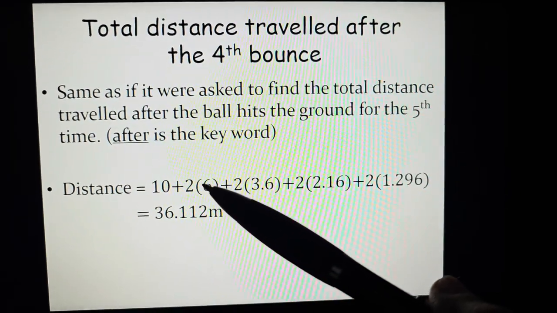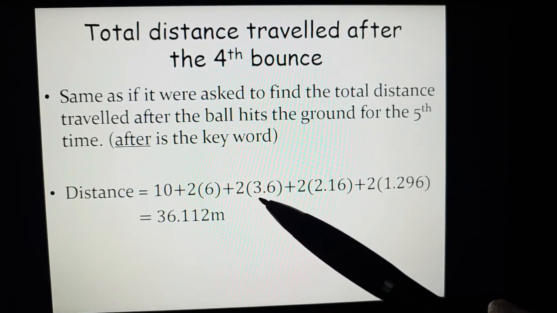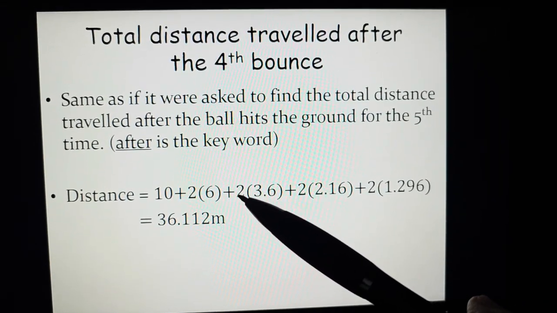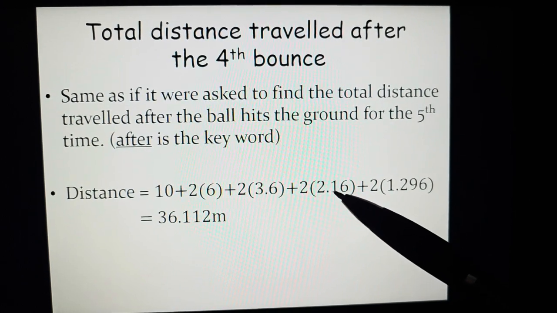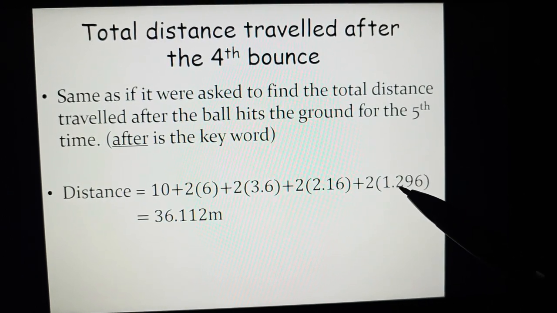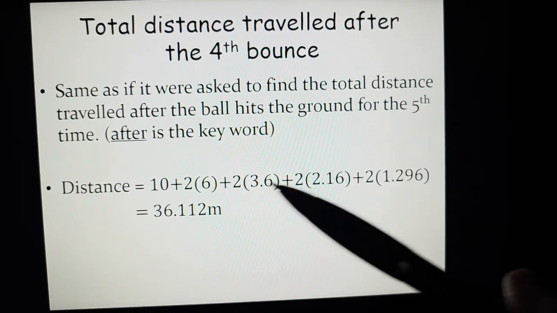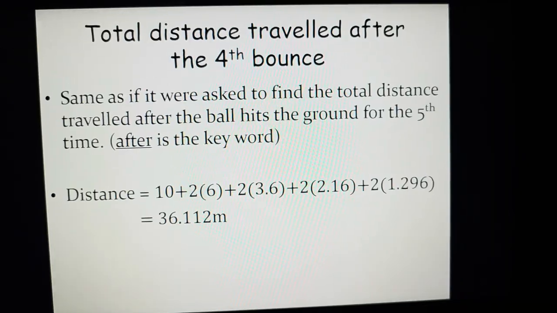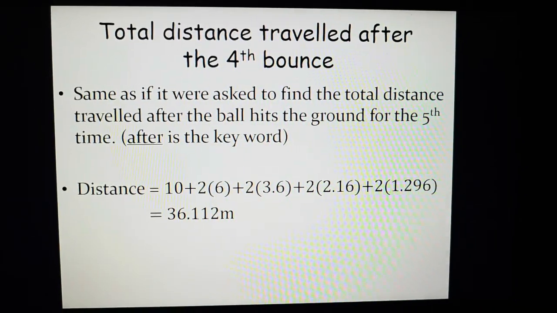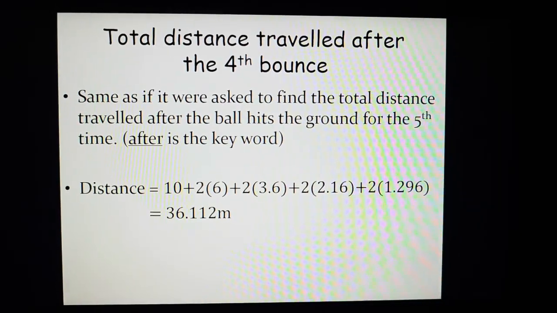Then it bounced up 6 and down 6, so I doubled 6. It bounced up 3.6 and it bounced down 3.6. So that's 2 times 3.6. It came up 2.16 and down 2.16. So I double it. It came up 1.296 and down 1.296. So I double it. So I add then my total distance and I'm getting 36.112 meters. That is the total distance travelled by the ball after the 4th bounce.